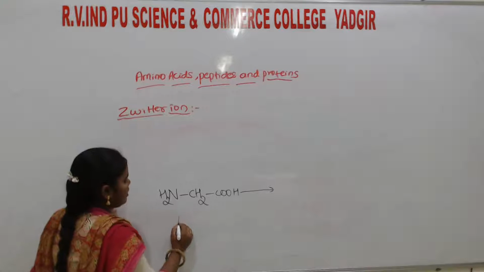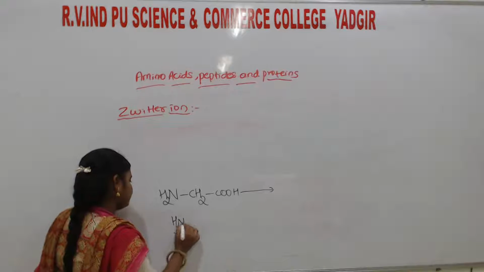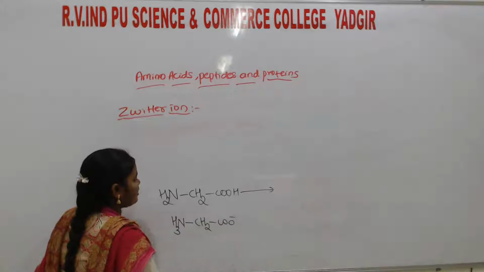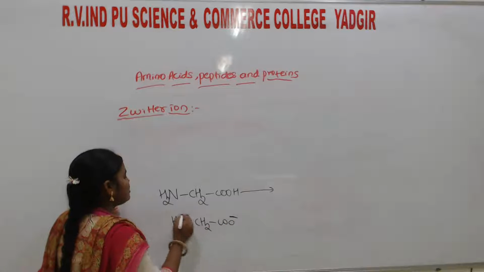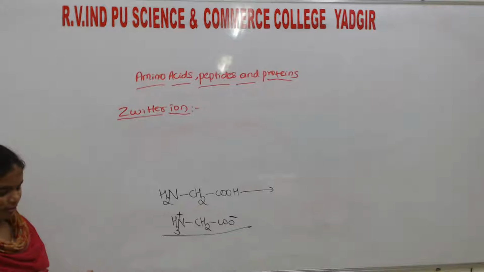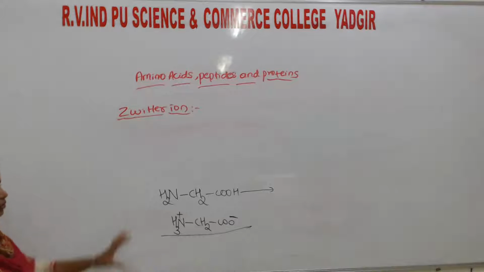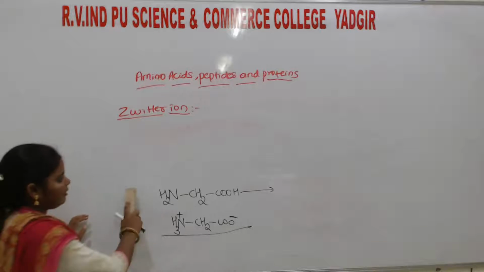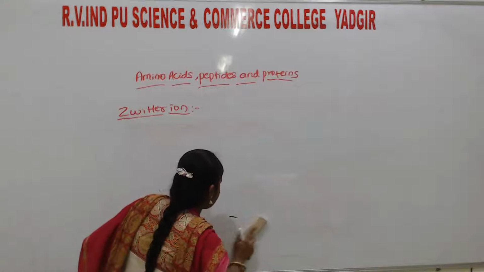Here, NH3+CH2COO-. This gets a negative charge and this gets a positive charge. This is known as a Zwitter ion. Here I explained the Zwitter ion. You know what is meant by Zwitter ion. In the exam, for the 1 mark question, you write a particular definition. I write here the definition of Zwitter ion.